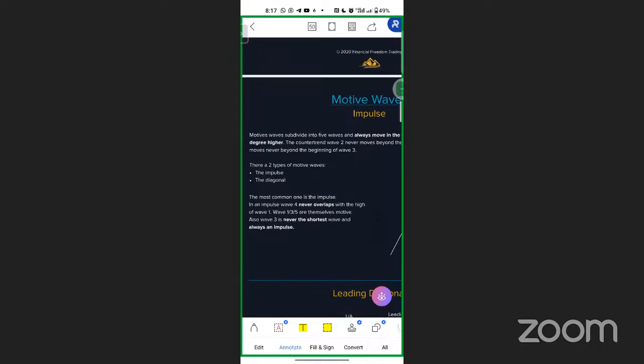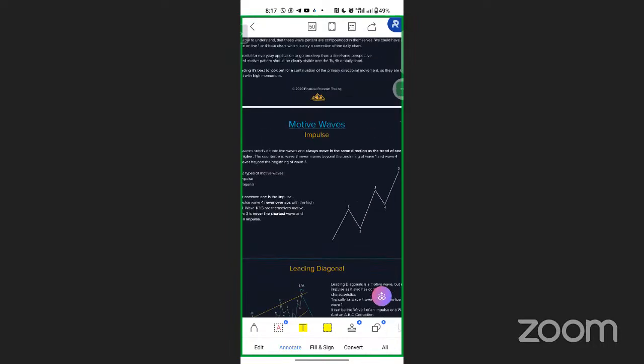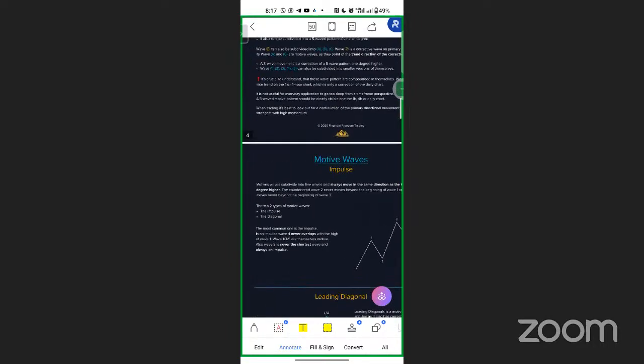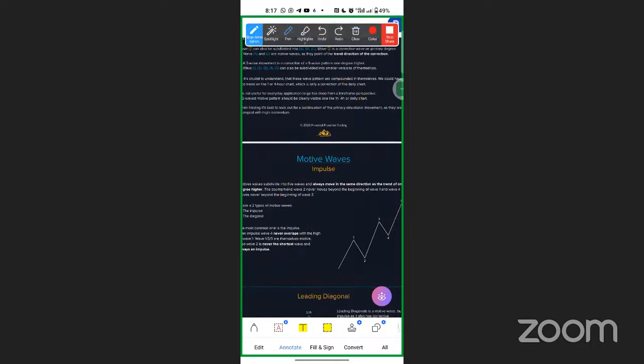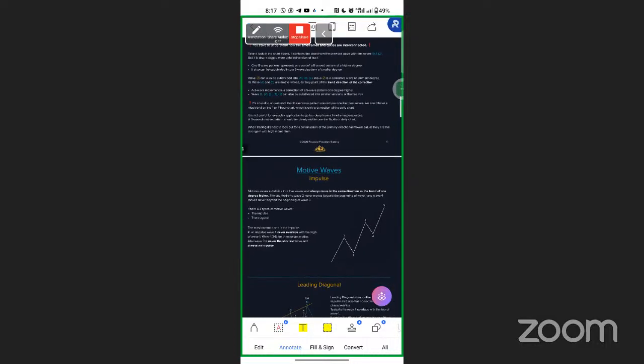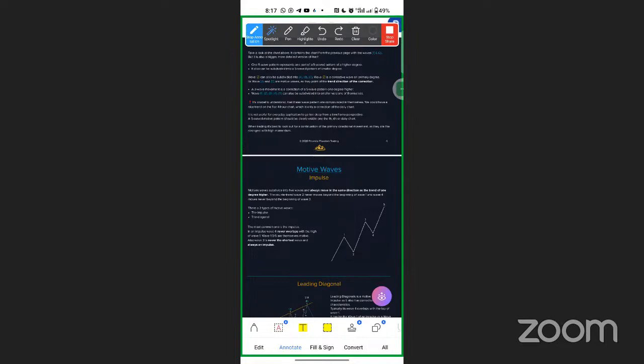Now, look here, guys. These rules are very important if you want to understand the Elliott wave. Yes, it has the impulsive and the diagonal, but the one you will find most, and that we are going to talk about, is the impulsive wave, all right? And these waves, wave 1, wave 3, and wave 5, are themselves motive. Motive meaning something that is moving.